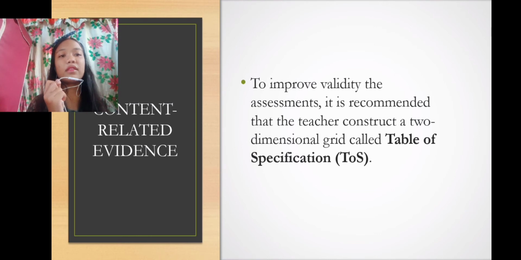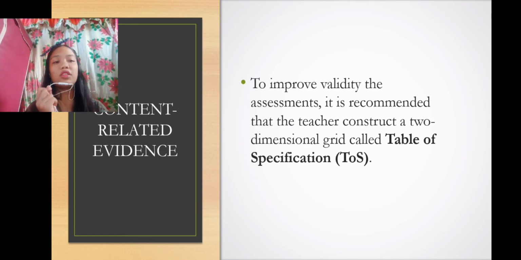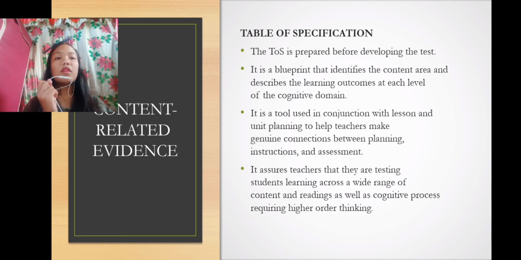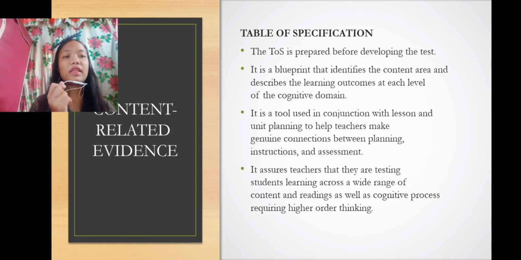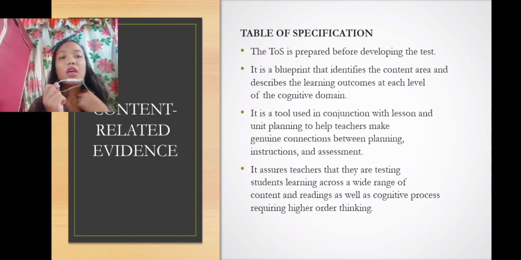To ensure validity of the assessments, it is recommended that the teacher construct a two-dimensional grid called Table of Specification. The task is prepared before developing the test. It is a blueprint that identifies the content area and describes the learning outcomes at each level of the cognitive domain. It is a tool used in conjunction with lesson and unit planning to help teachers make genuine connections between planning, instruction, and assessment.